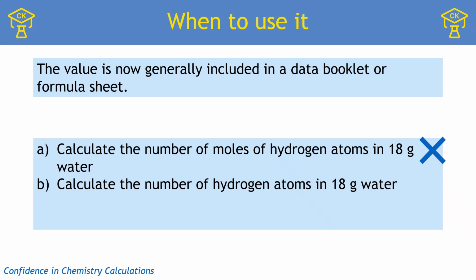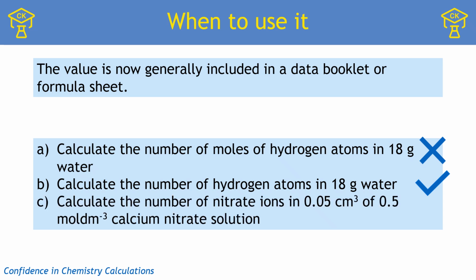Number of hydrogen atoms in 18 grams of water, then yes, I will need to use Avogadro's because it doesn't say number of moles, it says number of atoms. And then in C, the number of nitrate ions, again, I would need to use Avogadro's for that because it's not saying the number of moles of nitrate ions, it's saying the number of nitrate ions.